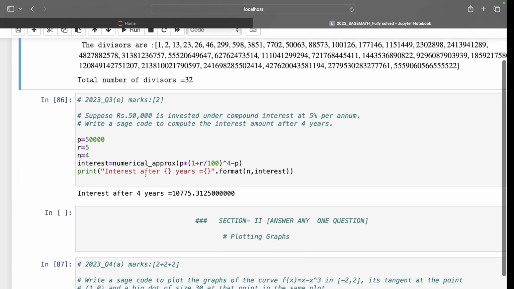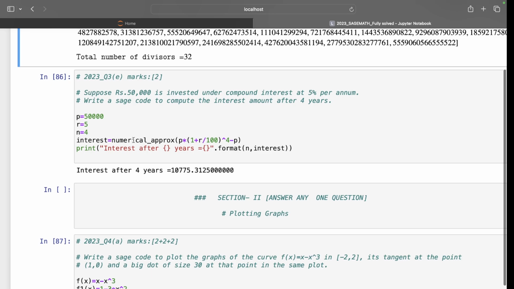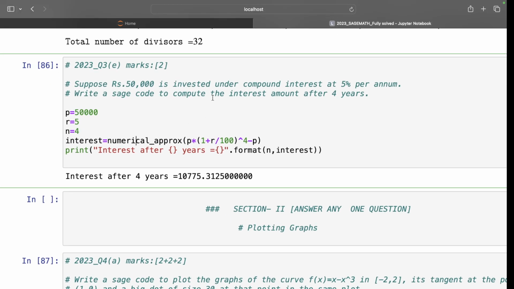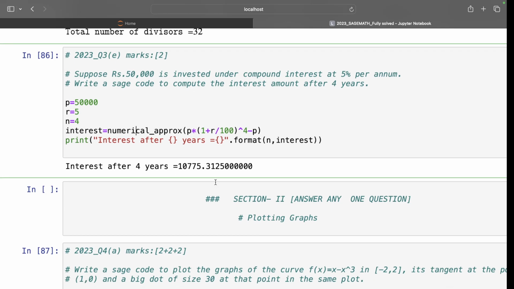Next question, 3E. Suppose 50,000 is invested under compound interest at 5% per annum. Write the Sage code to compute the interest amount after 4 years. P is the principal value, R is the rate of interest, n is the number of years. The formula is P into (1 plus R by 100) to the power 4 minus P. The total amount minus P, the principal amount, gives us the interest part. So this is the interest part after 4 years.